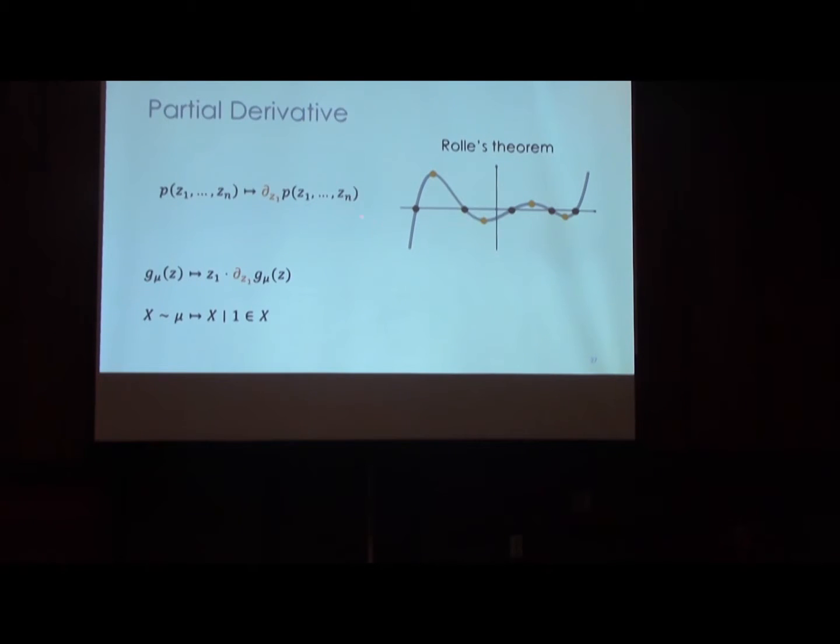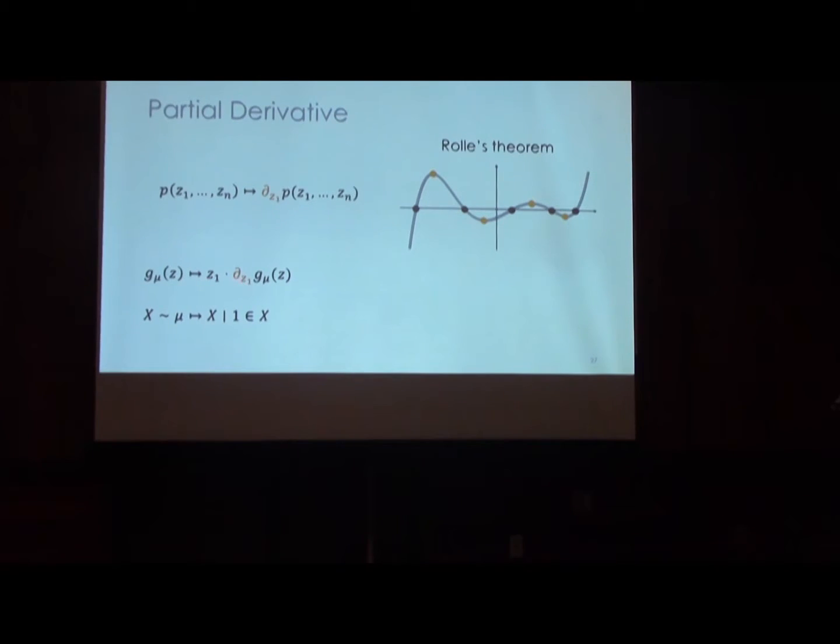So what does this operation do in terms of distributions? It's basically like conditioning. When you have a strongly Rayleigh distribution and you apply the partial derivative with respect to, let's say, z1, you're throwing away all the terms that do not have z1, right?